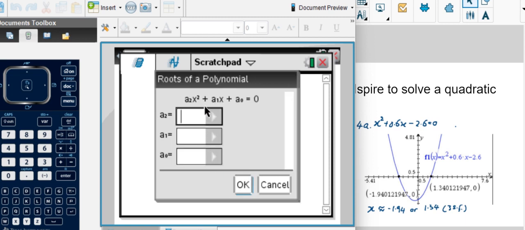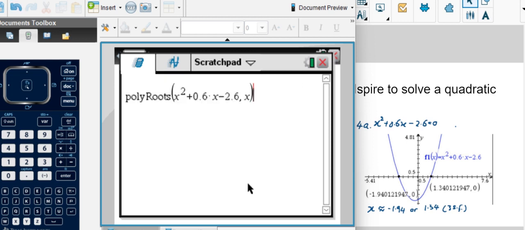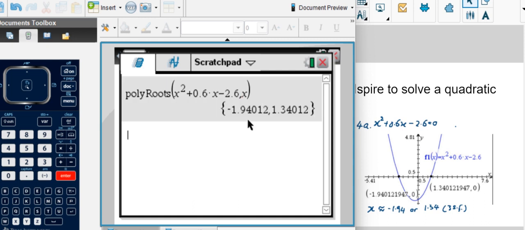Okay. Now, you just put in A2, the coefficient of x squared. In my case, it is 1. So put in 1. A1 is 0.6. So put in 0.6. And A0 is negative 2.6. So you just type in negative 2.6. And then you say okay. And here is the code, and then press enter again once more to get the answer. Negative 1.942 and 1.34, exactly as what we've done.